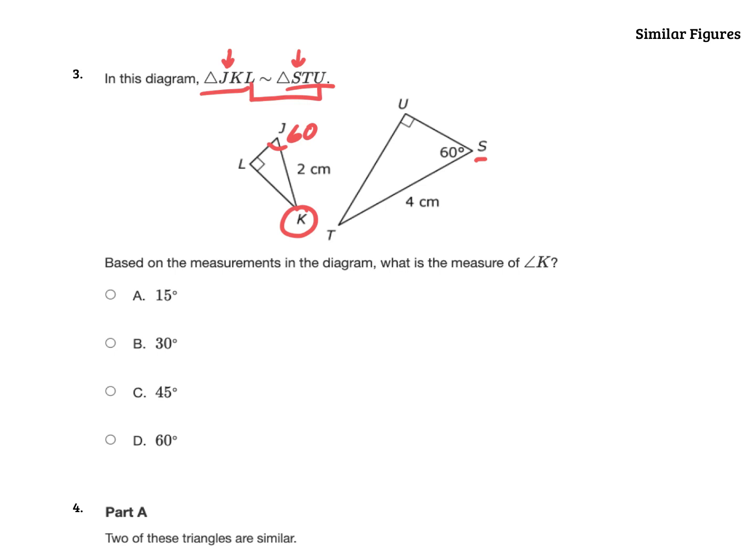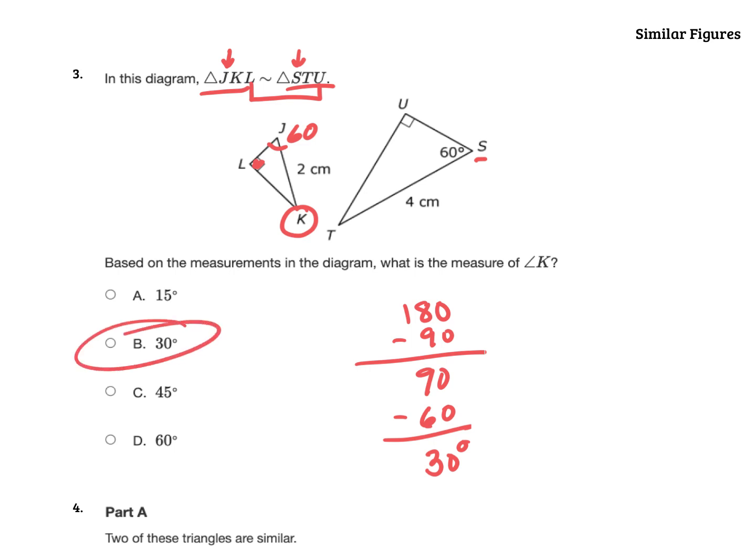And what you need to remember is that there are only 180 degrees in any given triangle. So if you subtract 90, because that's what my right angle is here, from 180, I get 90. And then subtract 60, my remaining angle is 30 degrees, which is also the value of angle T.